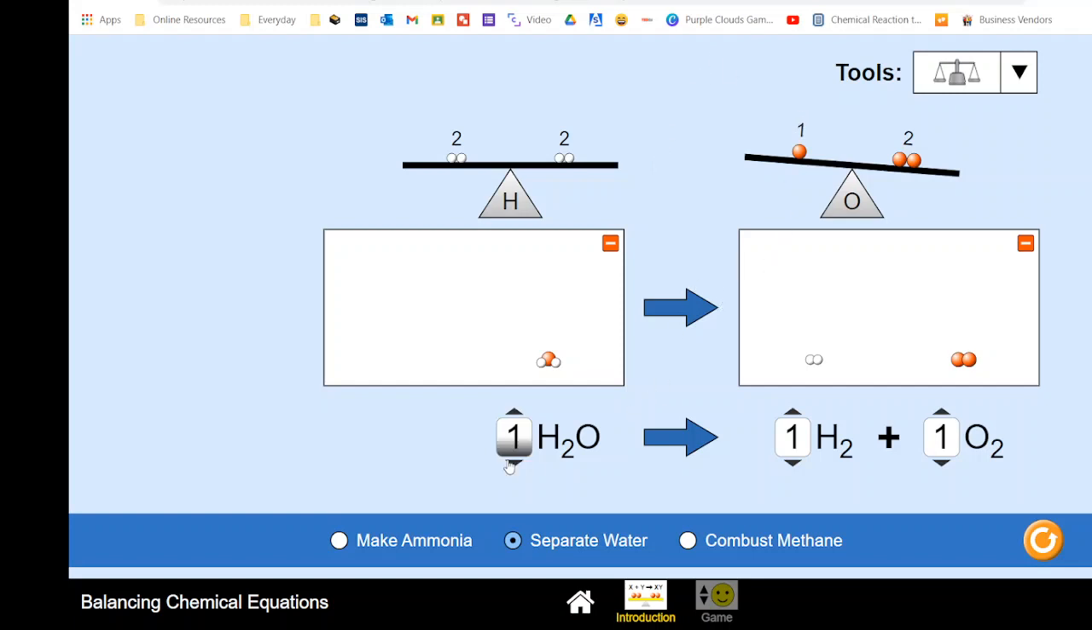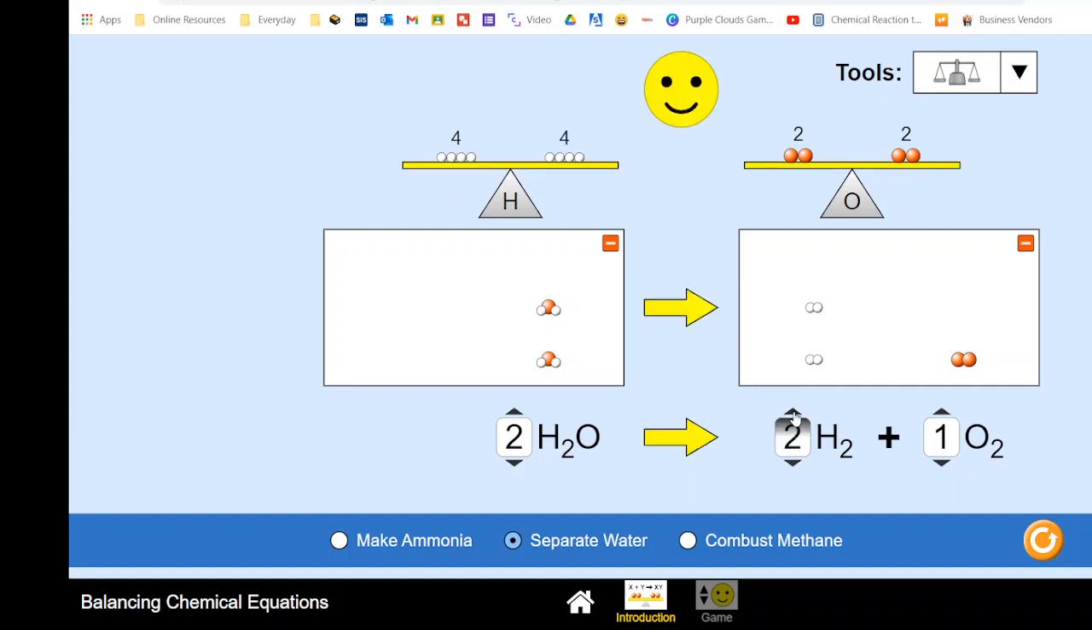In the case of H2O being a reactant and H2 and O2 being your products, your oxygen is not balanced on the left side. As we increase the H2O, it increases the oxygen and balances it, while making the hydrogen not balanced. This is an easy fix. All we have to do is then rebalance our hydrogen by increasing the H2 or the hydrogen on the right side.